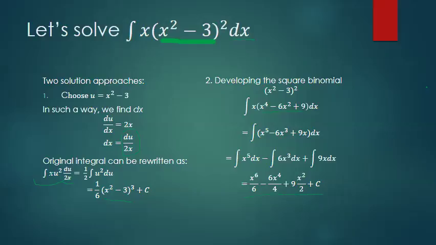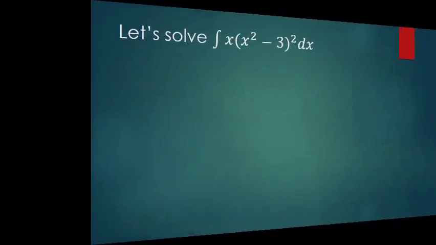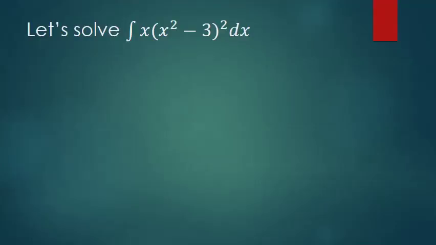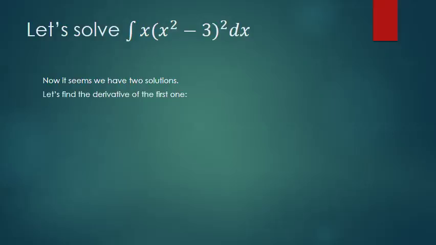As you can see here, this solution is different from this one. So it seems we have two solutions. How can we find which one is the good one? Well, remember that we're finding the antiderivative. So if we take the derivative of our solution, we should have the original integrand.